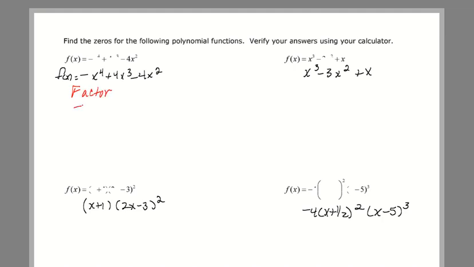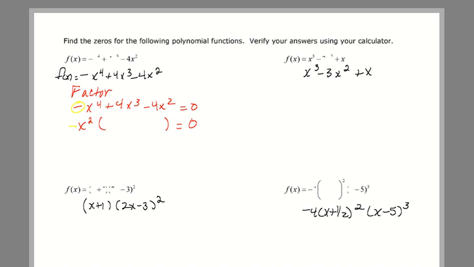We're going to take this polynomial, minus x to the fourth plus 4x cubed minus 4x squared, set it equal to 0, and work on factoring. What I notice is there's an x squared common. I can pull that out. And remember, if you ever have a negative at the beginning of your polynomial, it's always a good idea to factor out that negative. Makes it a little bit easier for the factoring further if you need to.